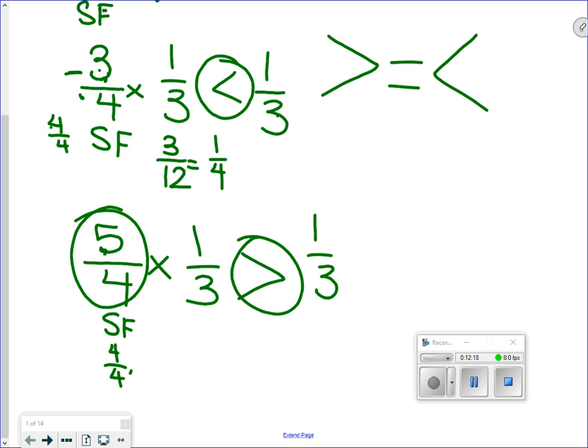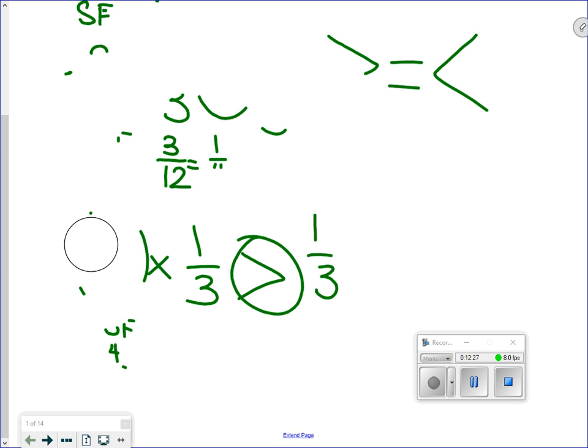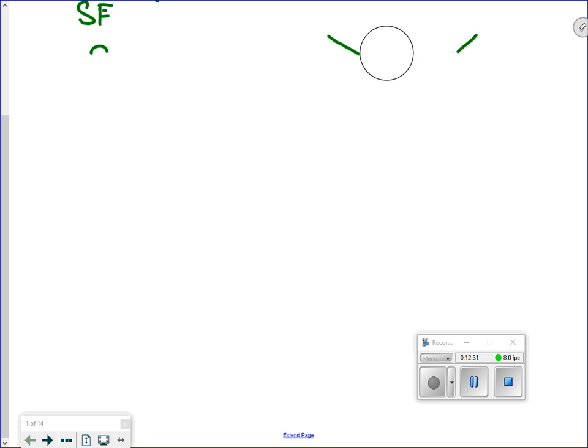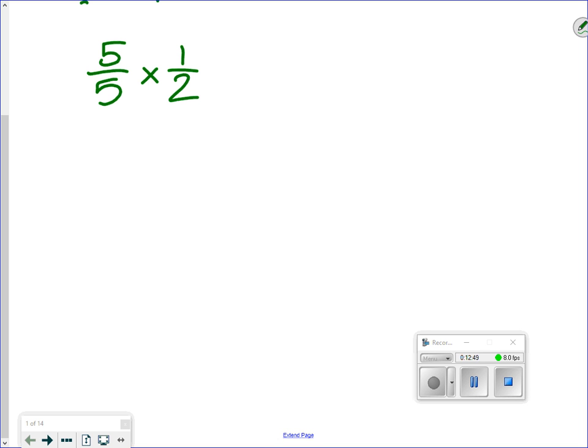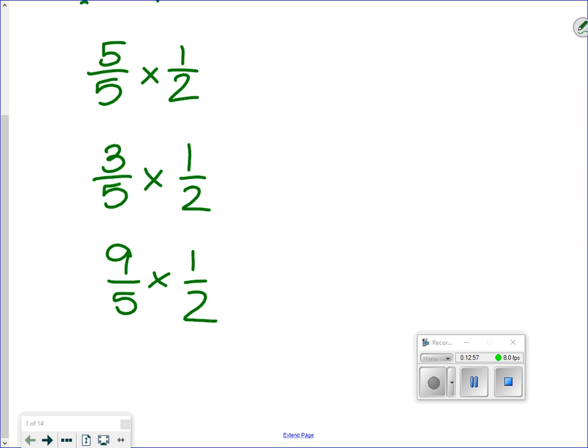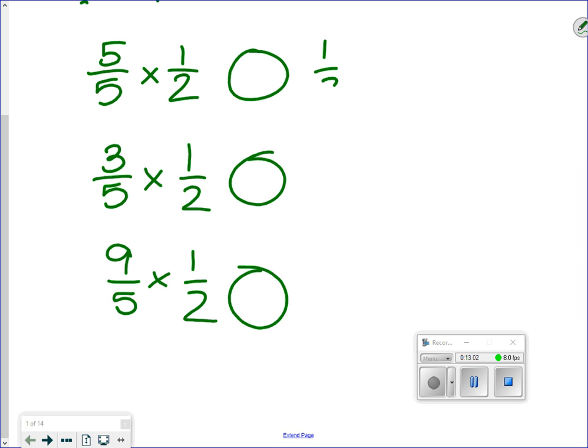So let's try another. So let's compare. Okay, what symbol goes in this circle? Equal. Why? Because 5/5 is 1. Because 5/5 is 1, and 1 times 1/2 is equal to 1/2.